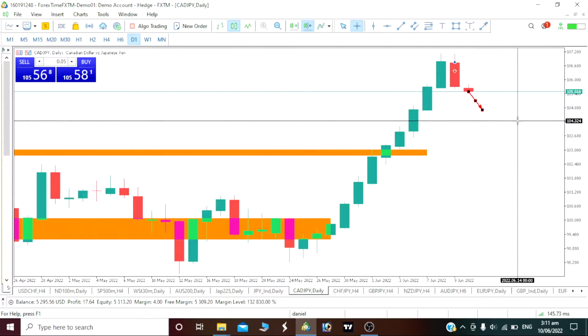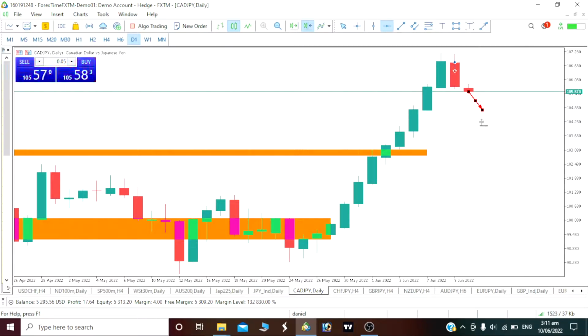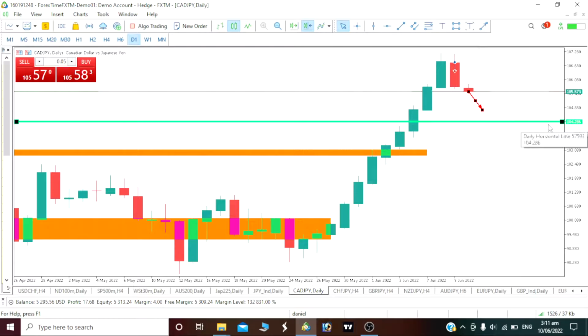Let's say to this my area, which is 104.324, at least to this my area, which is 104.305. Let me mark it for you so you'll be able to get it. As you can see, 104 at least to this our 104.3 something. So that's exactly where we want to be having a drop on our CADJPY.